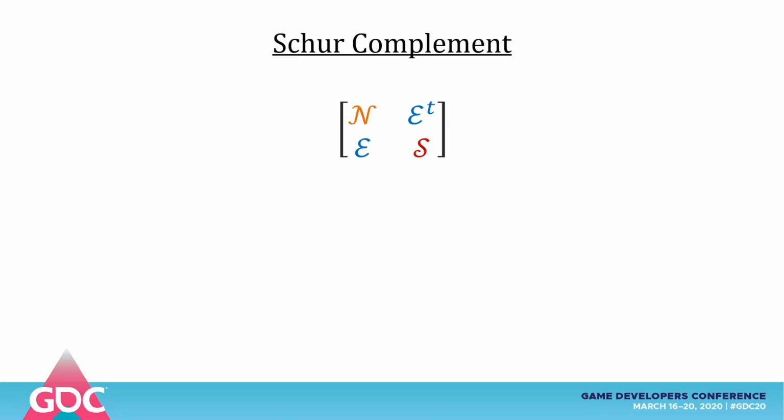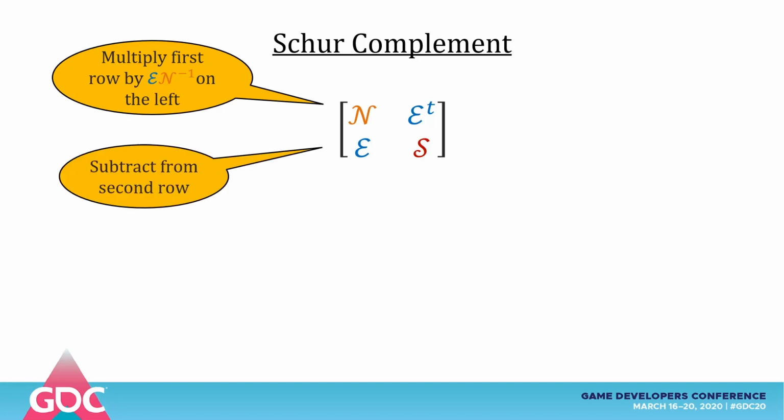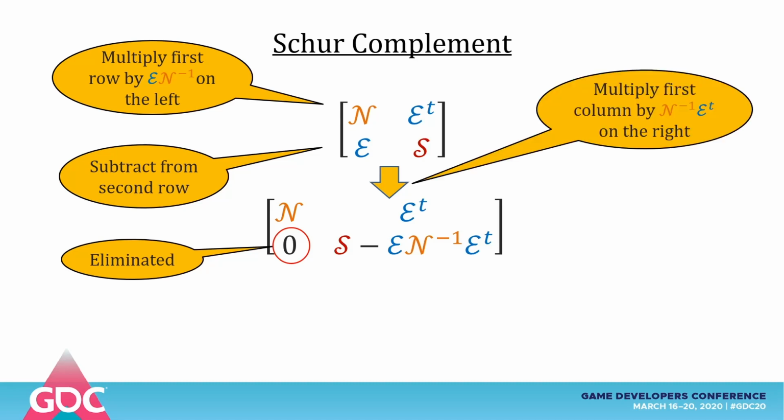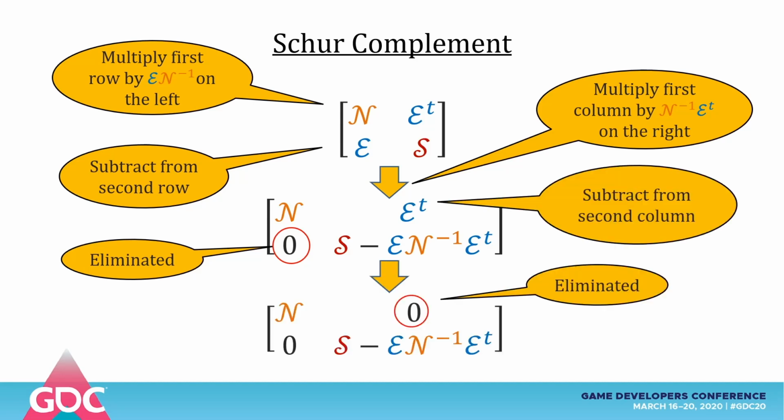At the core of the block Gaussian elimination, there is an operation called the Schur complement. Say we have a symmetric block matrix where the blocks are denoted by N, E, E transpose, and S. We apply the following operation to this matrix. We multiply the top row by E times N inverse and subtract from the bottom row. As a result, we get a matrix where the bottom left block has become 0, it has been eliminated. Then we multiply the first column by N inverse times E transpose and subtract from the second column, resulting in the top right block being eliminated.